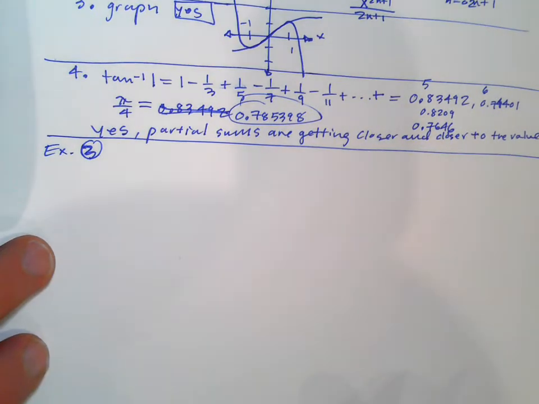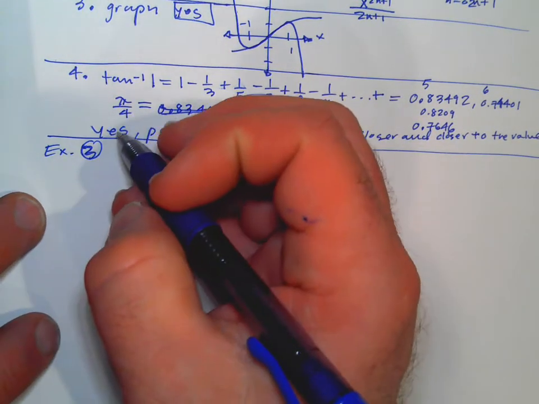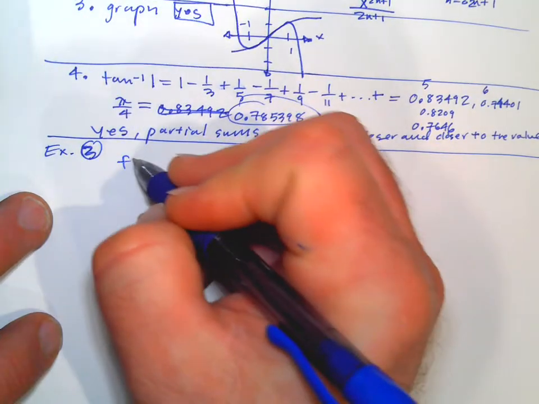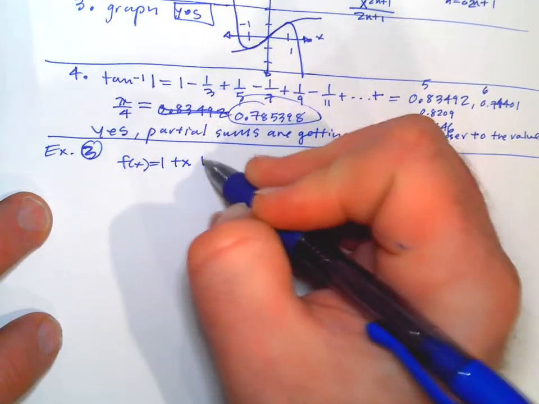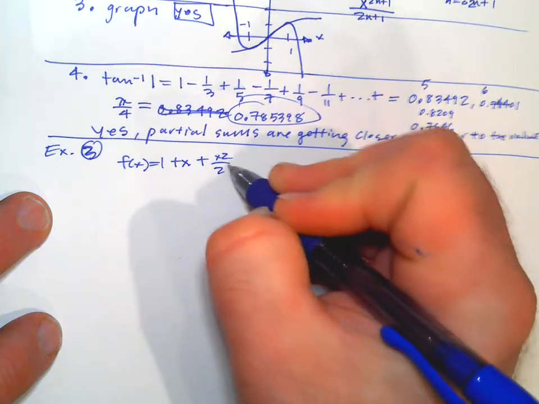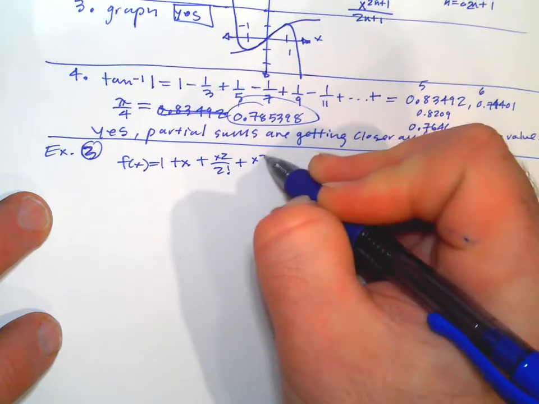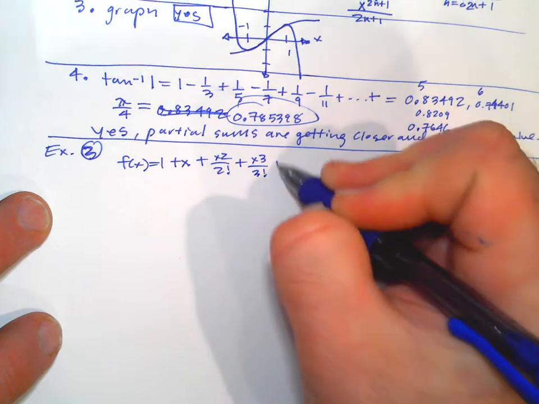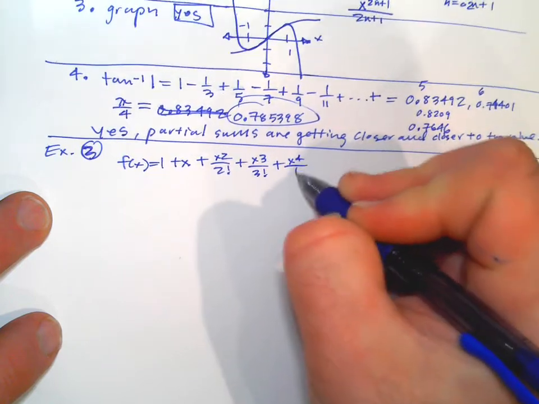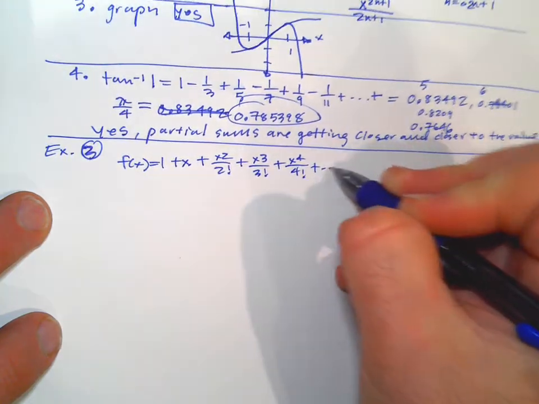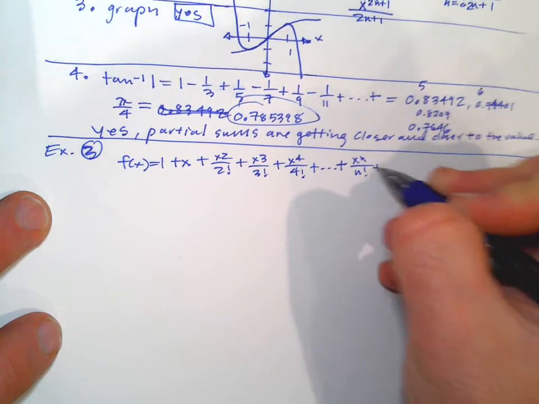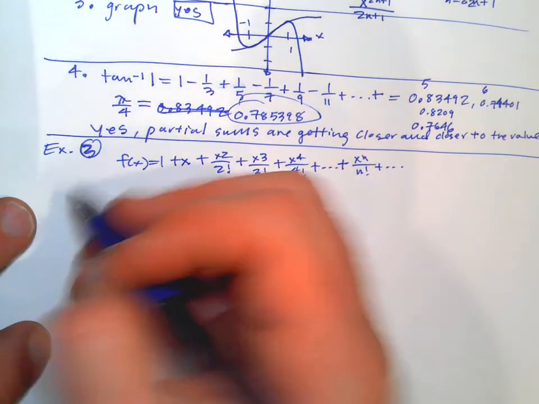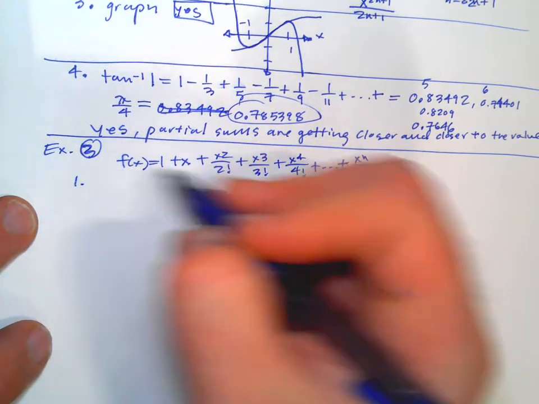It says define a function by a power series as follows. F of x equals 1 plus x squared over 2 factorial plus x cubed over 3 factorial plus x to the 4th over 4 factorial plus ... plus x to the n over n factorial. And step 1 says find the derivative.